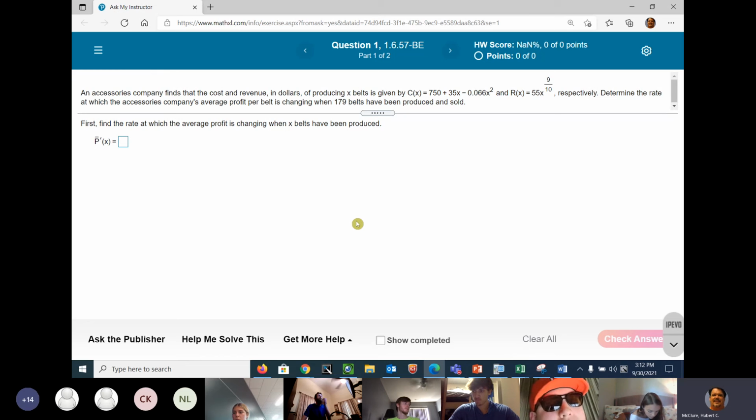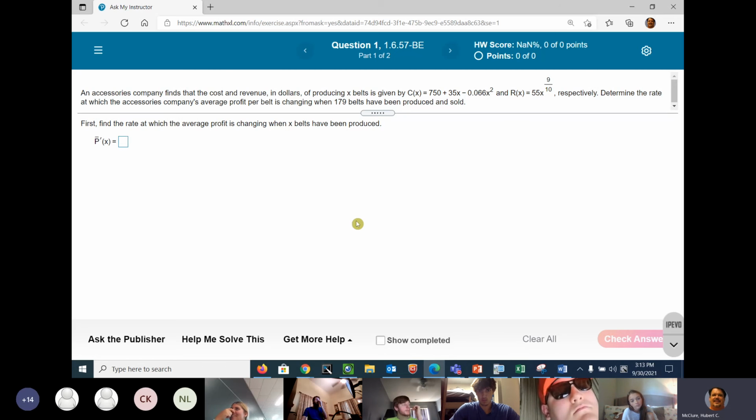Okay, profit is revenue minus cost. So they're probably going to want you to subtract those. Belt changing when 179 belts. Okay, that's part 2. So revenue is how much money is coming in minus cost. Now, I would assume they want you to take the derivative of that, since they say determine the rate of change at which the accessories average profit.